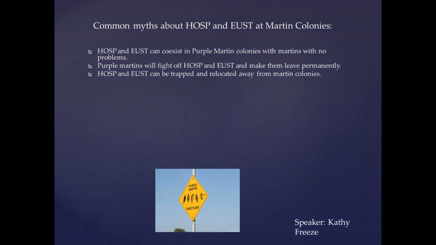House sparrows and European starlings can be trapped and relocated away from martin colonies. It's another myth that we have found. As I mentioned, house sparrows are territorial. They'll fly right back. In fact, I was reading on the PMCA page that some house sparrows and European starlings actually beat the person back home to their site.